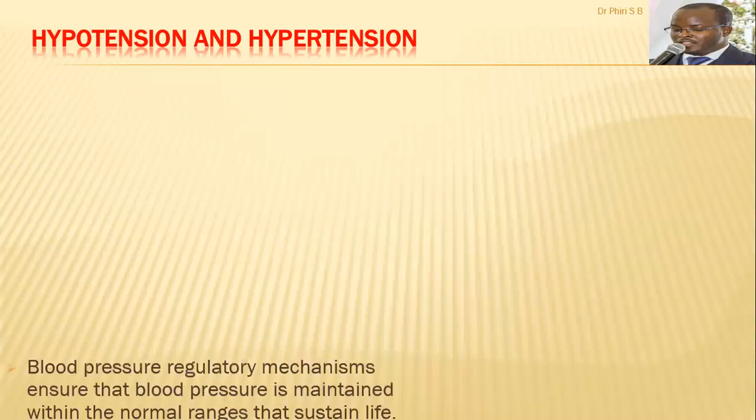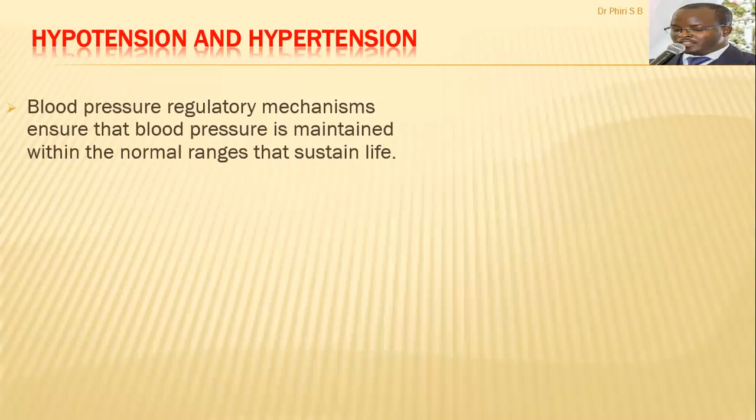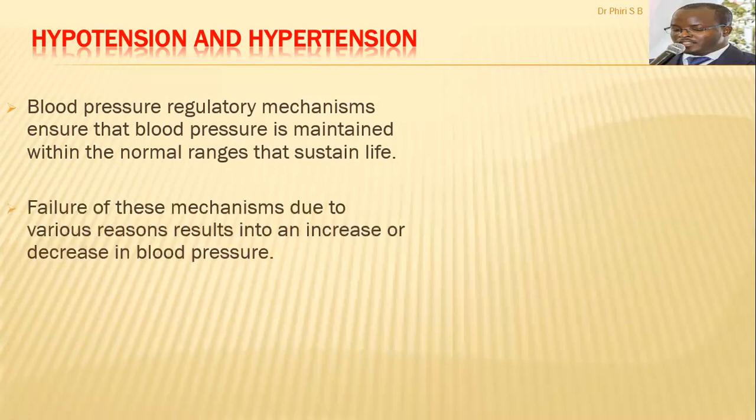A bit of information on hypertension and hypotension. This is pathology, so we don't waste much time here in physiology. You just need to appreciate a bit. You need to know that hypotension is a decrease in blood pressure, and hypertension is an increase in blood pressure. Remember that blood pressure regulatory mechanisms will ensure that the blood pressure is maintained within the normal range, but sometimes these mechanisms can fail. Failure of these mechanisms due to various reasons will result in an increase or a decrease in blood pressure.